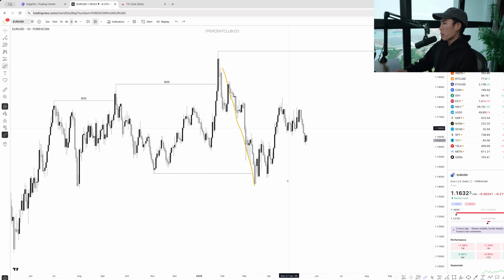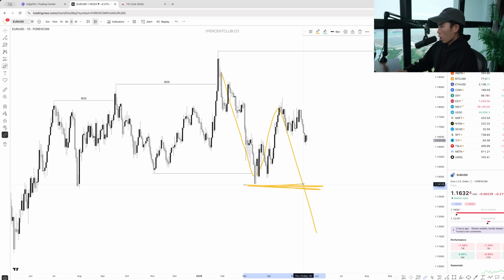If it's a market shift, what must happen is that price must later on come down here and take out this wick low, continuing this bearish break of structure, which means sellers are in control of price.